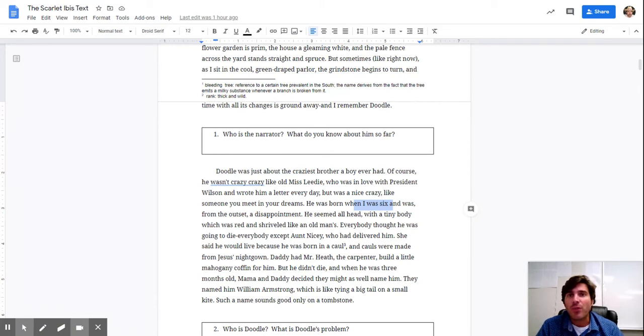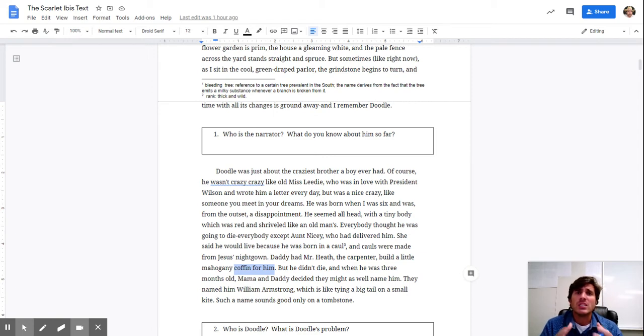Sadly, everyone thought Doodle was going to die. All right, this is the first mention we get of death here, which is sad. So sad, in fact, that the family builds a coffin for him. And I don't know if you've experienced the death of a young brother or sister or a niece or a nephew, and it would be terribly tragic.